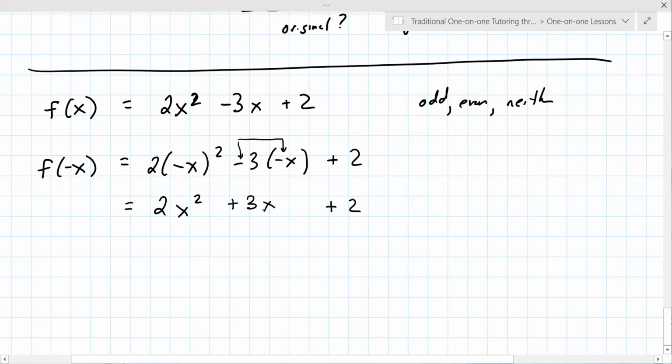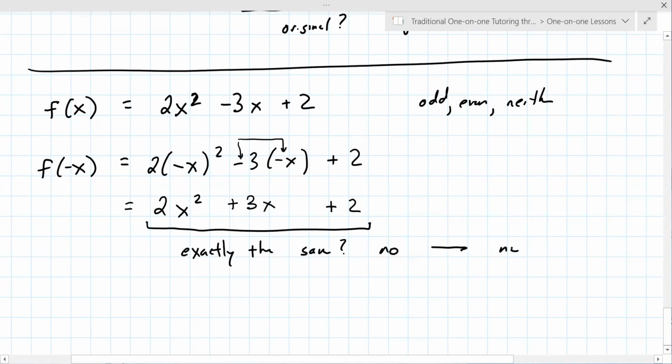All right. So definitely, if we get some time at the end, we're going to do a little more with that. But when you look at this line right here, is this exactly the same? No. And the answer is no. So that means it's not even. It doesn't mean it's odd. It just means it's not even. So then the next thing to do here, step 2, is to factor out a negative.